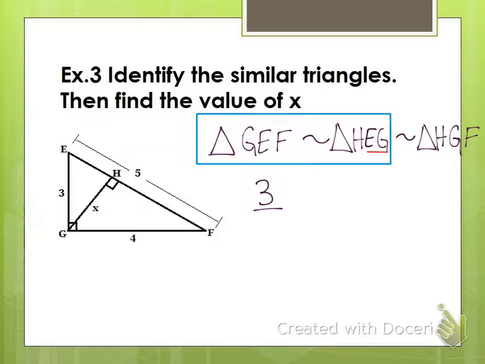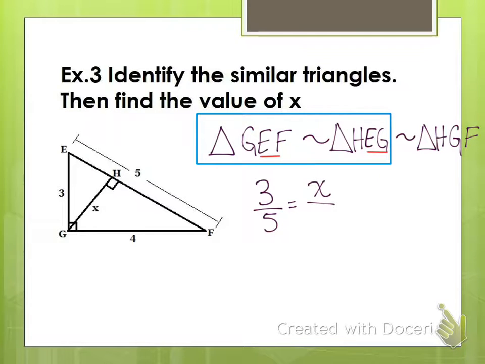So EG back here, this was our small one, is going to match up with EF back there. Are we following? Yes, no, maybe so? Okay, it would be 5 again. So those are both the hypotenuses of their respective triangles. Equals, we're looking for GH, which is x from the little one.